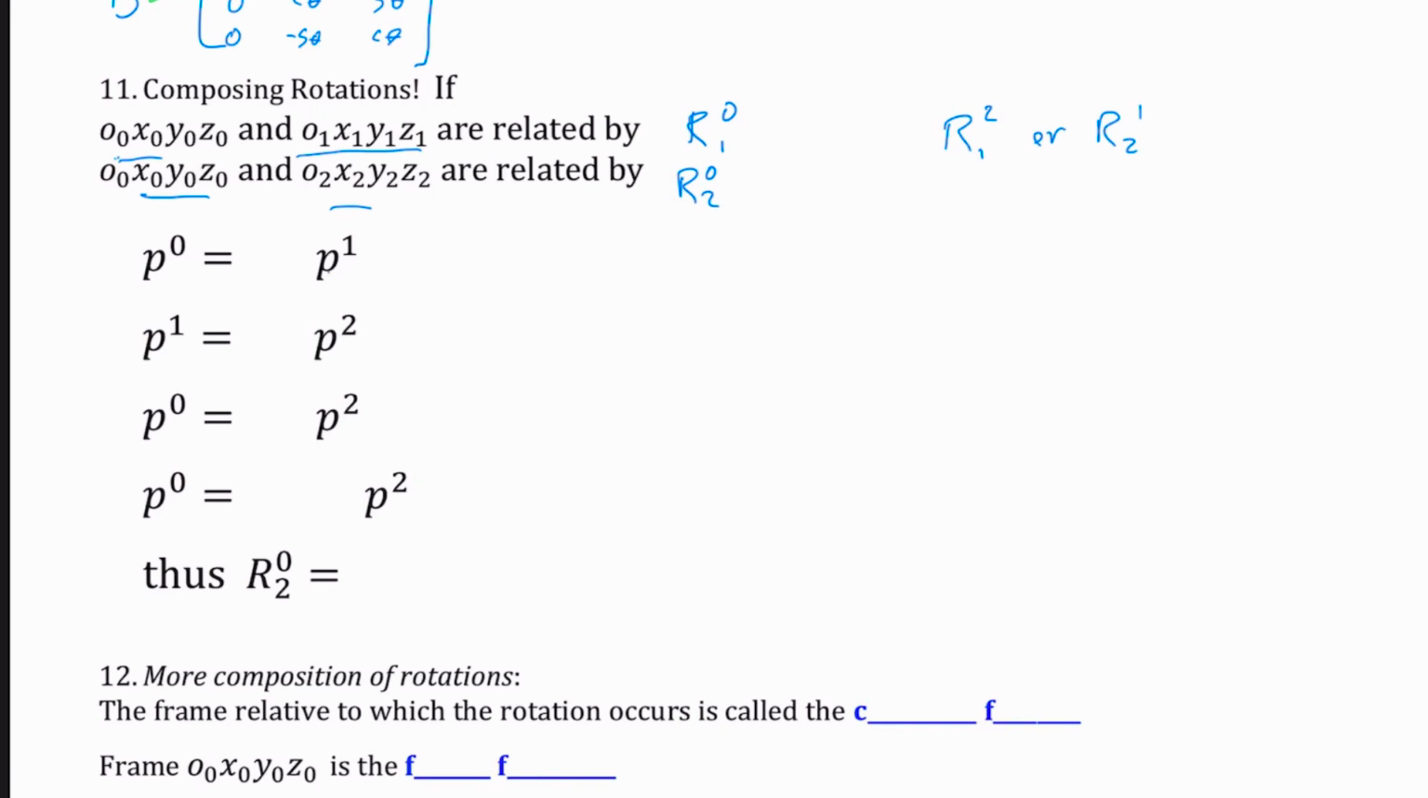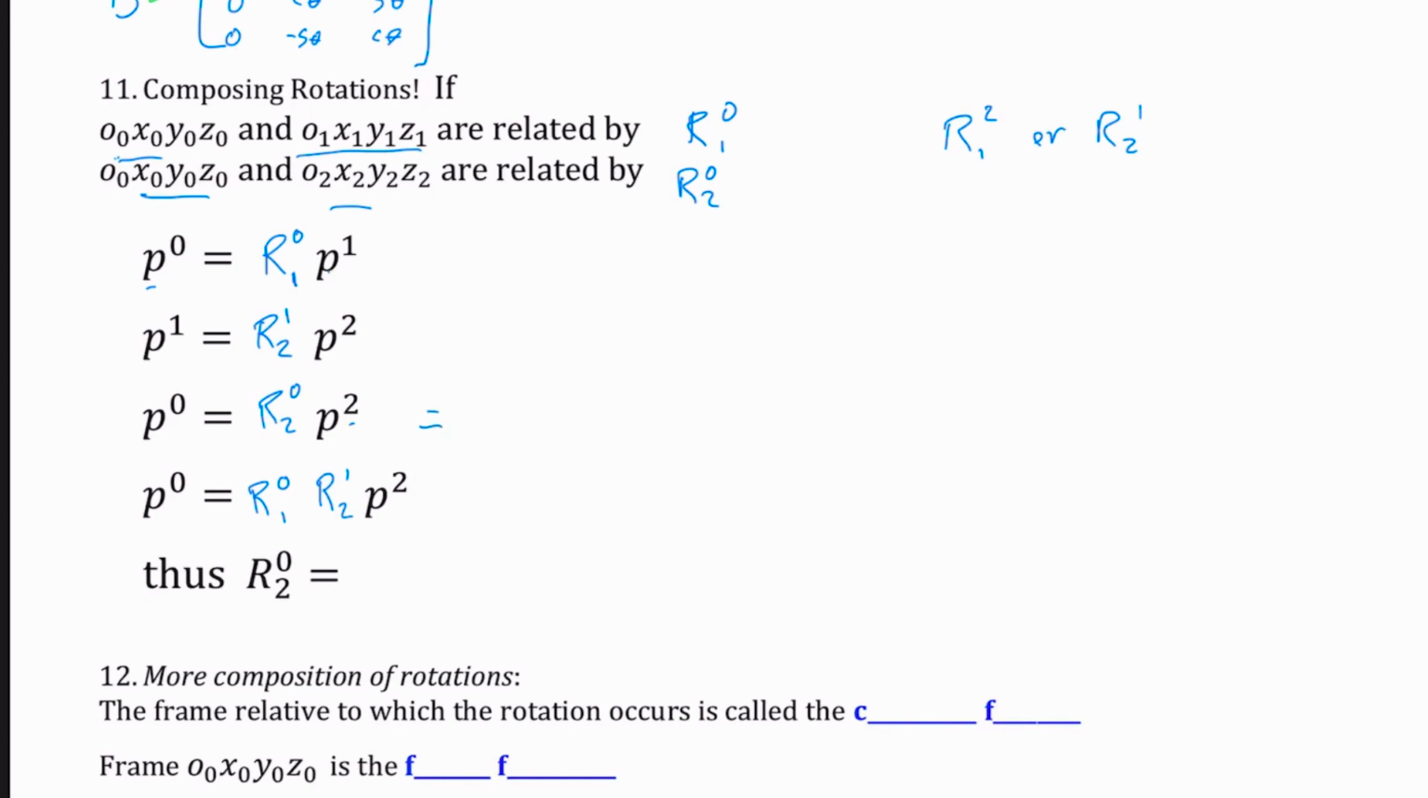So if I've got P in frame 1 and I want to know what is P in frame 0, well, the relation between frame 1 and frame 0 is given by R1 in frame 0. Similarly, if I want to know P2 and P1, well, what is frame 2 in frame 1? Similarly, if I want to know what is P in frame 0 and P in frame 2, well, that's just R2 in frame 0. I could say, well, it's just a rotation of 2 in 1, rotation of 1 in frame 0.